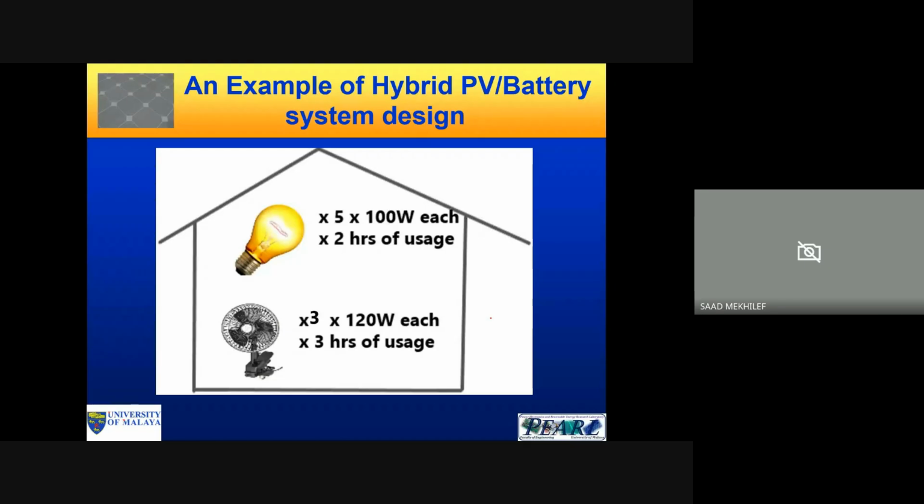small microgrid. Assume that we have 500-watt light bulbs, and they are used for 2 hours a day. And this is a small home. And then we have 3 fans. Each fan is 120 watts and operates maybe 3 hours a day. So this is just a small home.